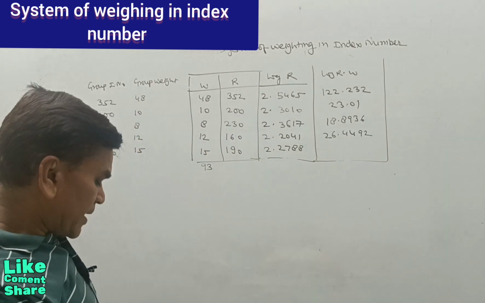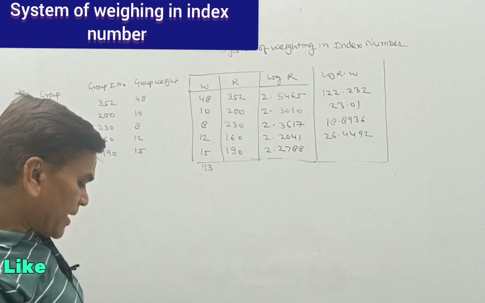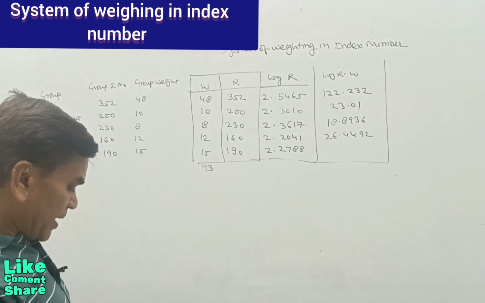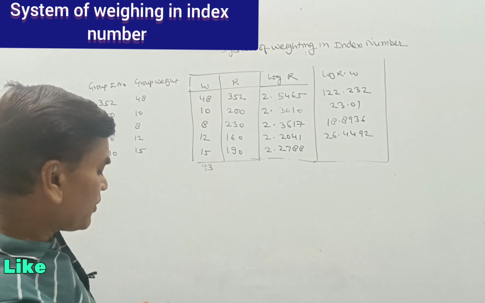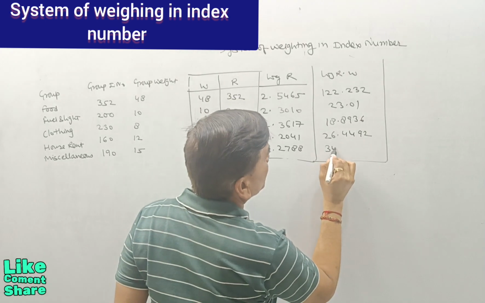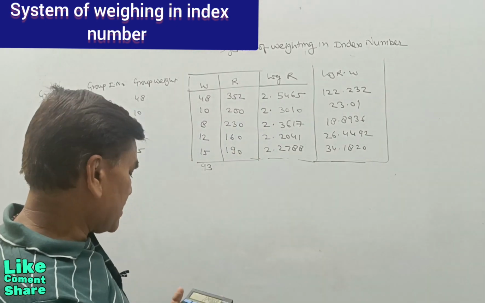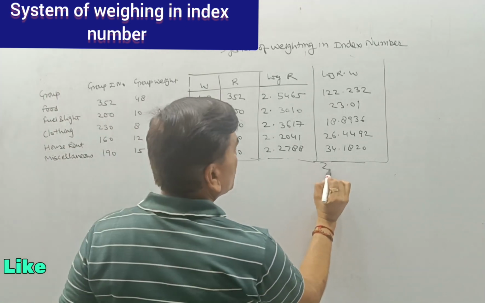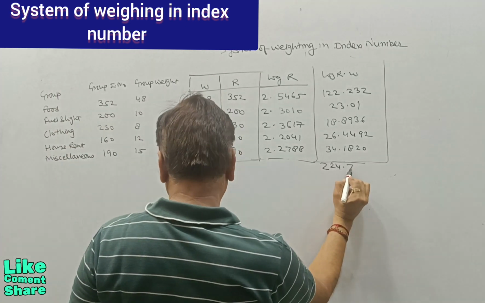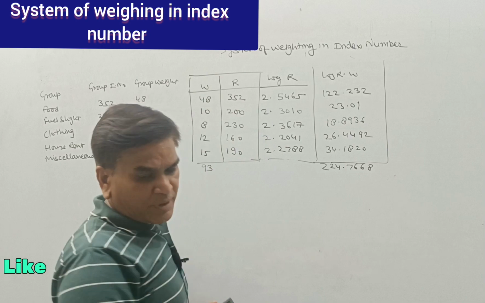And 2.2788 multiplied by 15 is 34.1820. So the addition of these is 224.7668.